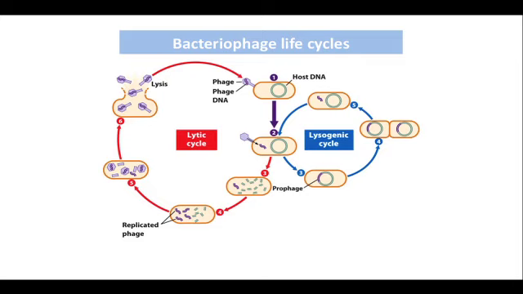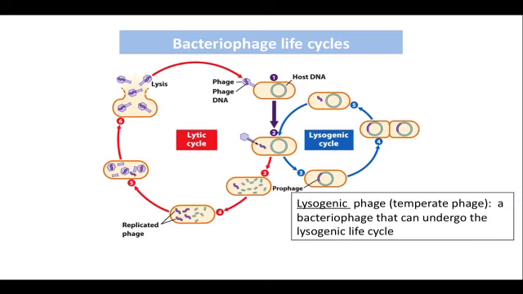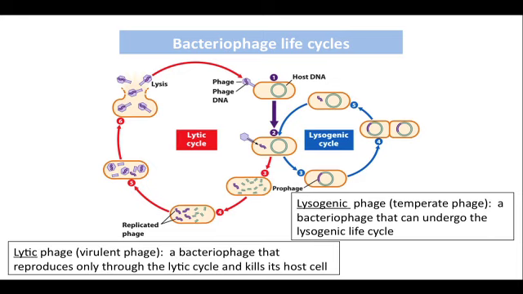So bacteriophages have two main life cycles, the lytic cycle and the lysogenic cycle. Any phage that undergoes the lysogenic cycle is a temperate phage. Any phage that undergoes the lytic cycle, and strictly we're talking about phages that exclusively undergo the lytic cycle and can't undergo the lysogenic cycle, is called a virulent phage.